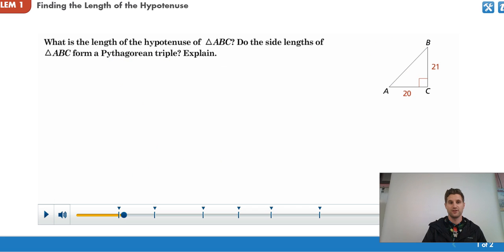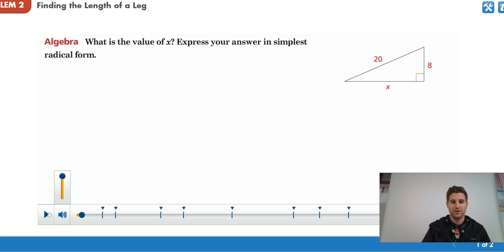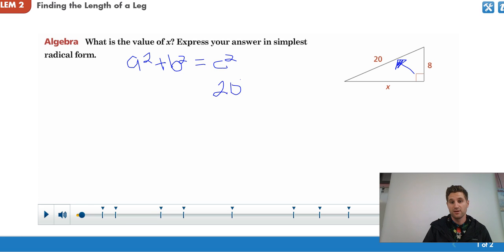All right, let's go ahead and take a look at our next problem. We found the length of the hypotenuse. Now we go to find the length of a leg. So here again, another picture. Always identify the hypotenuse is across from the 90. That's always the first thing I like to do. A squared plus b squared equals c squared. This time I know c squared is 20 squared. And the legs, it doesn't matter which one's which, so the order won't matter. It's addition, so we're all good.